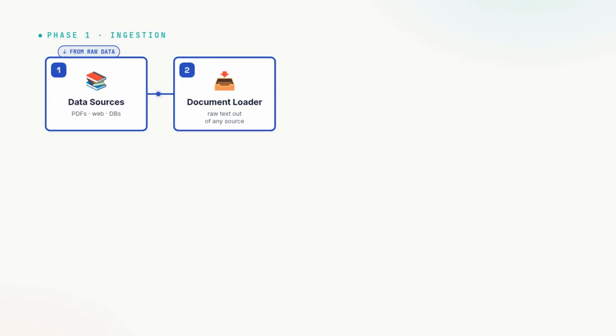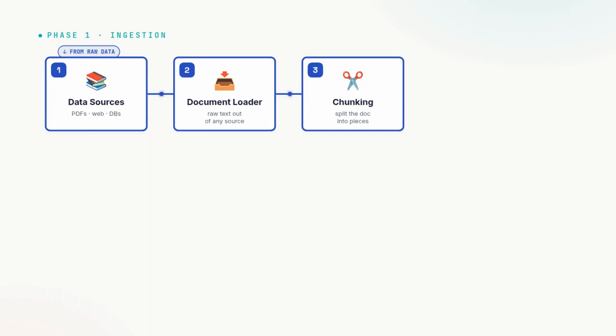Step 3. Chunking. You can't hand the model a whole document. Context windows choke, and search gets blurry. So the text gets split into chunks. How you split is one of the biggest levers in all of RAG, and we'll come back to it.